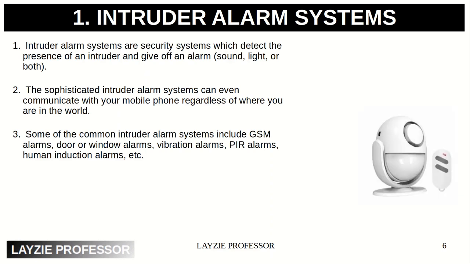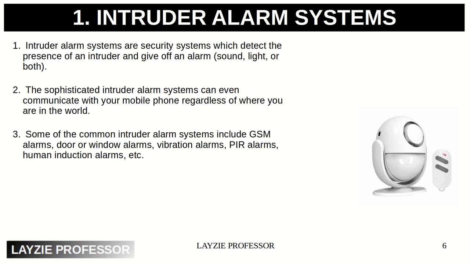For the PIR or motion sensor alarm systems, these systems are set up to monitor certain areas of your household, your office, your room, or wherever, for intrusion or the presence of a human being or the presence of an intruder.